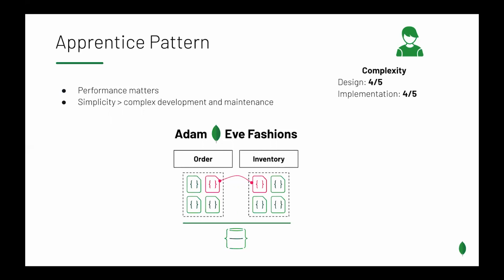There should be good reasons for you to use this approach, say like performance. And if you have control over these services, you should value simplicity of design over complicated API development and maintenance. Like in the case of Adam and Eve fashions, once the order is confirmed, the inventory is updated, and all this happens as one transaction.